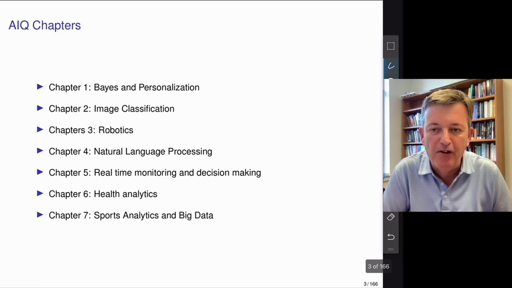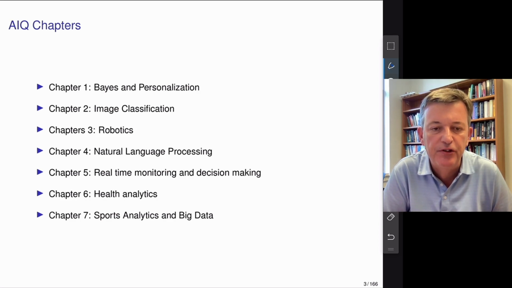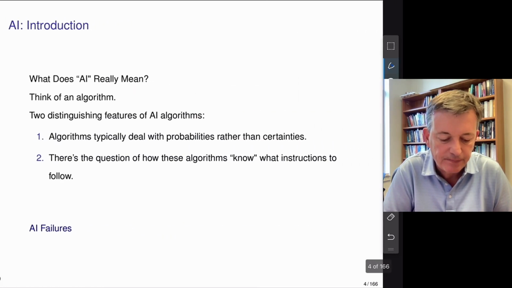Okay, so hopefully you've been reading along in the AIQ book. Remember, there are 7 chapters there, and you can see how they match up to the AI chapters that we're going to be talking about in the next couple of lectures. Chapter 1 was Bayesian personalization. Chapter 2 is image processing, so if you want to go back and read chapter 2, you'll learn a lot about image processing. Chapter 3 is about robotics. Chapter 4 is about natural language processing. Those two are next time. Chapter 5 is about real-time monitoring and decision making. And then a bunch of applications: chapter 6 is healthcare analytics, and chapter 7 is sports analytics and big data.